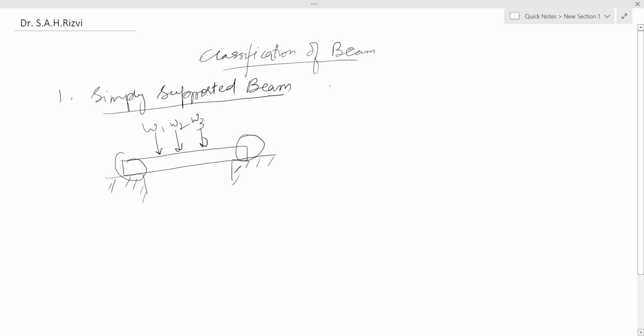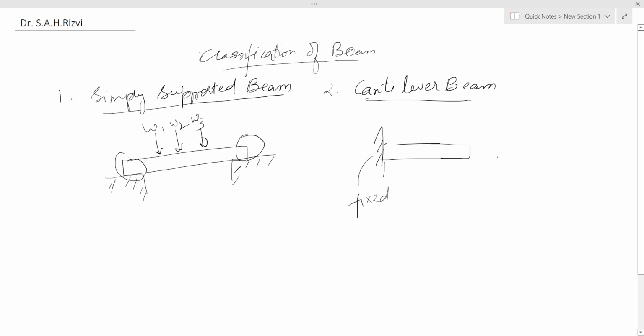The second type of beam is cantilever beam. Cantilever beam has one end fixed and its other end is free. This is the fixed end and this is the free end of the beam and it is acted upon by a load like this.